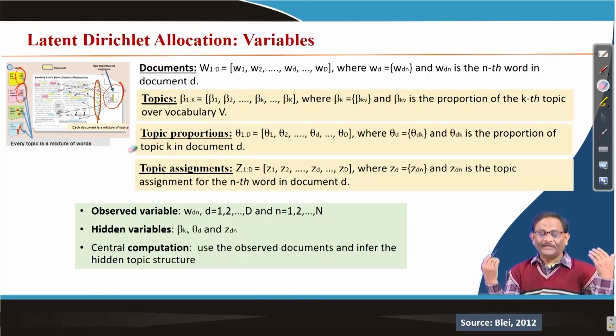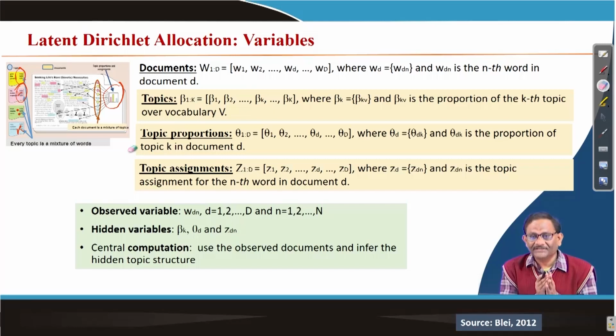So first documents, then topics. Topics are definitely coming from the vocabulary, the specified vocabulary here. If you have so many documents, those documents finally give you the vocabulary. Then topic proportion means at what proportion each of the topics is related to a particular document. Then topic assignment is basically Z D.